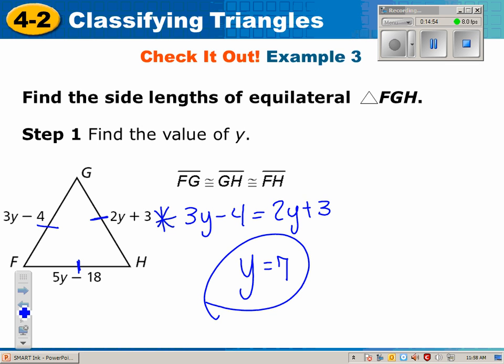Does anybody need me to solve that and show how we got 7? Okay, plug it back in. What did you get for the lengths of the sides? 17. Did you have to plug it into all of them? No. Could you? Sure, just to double check and make sure you've done it correctly. All right, go ahead and look at the next 2 word problems and try to work those 2 before lunch, and we'll check them when we get back.